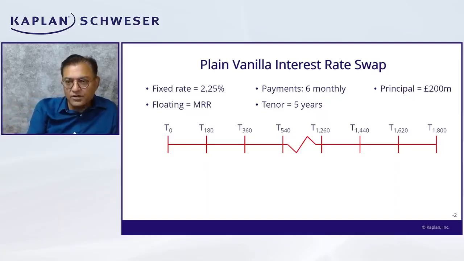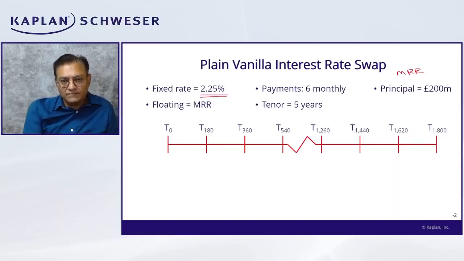Again, we are going to use the term MRR for the underlying floating rate. So today's spot curve of MRR will determine what the fixed rate is. We'll see the calculation later on. But right now, let's assume that the fixed rate is 2.25% given to us. You're given that the swap has 5 years and settlement is every 6 months. In other words, 10 total settlements.